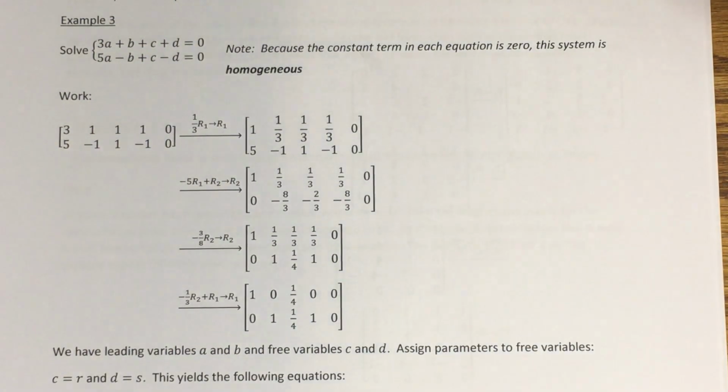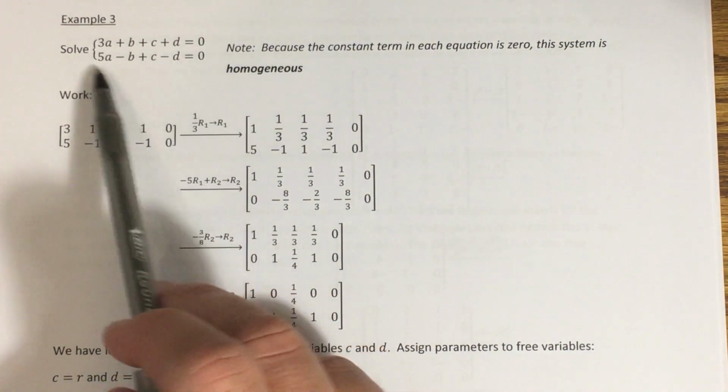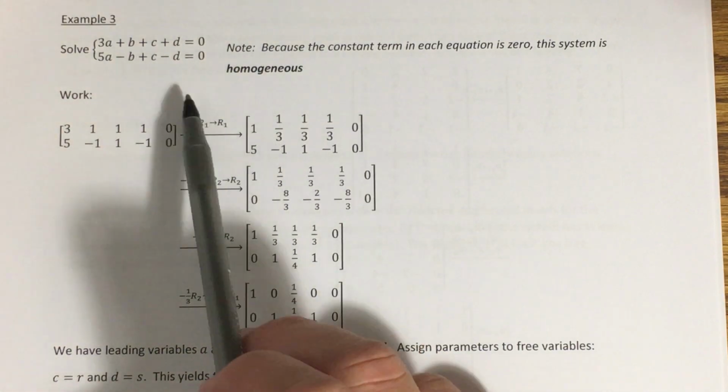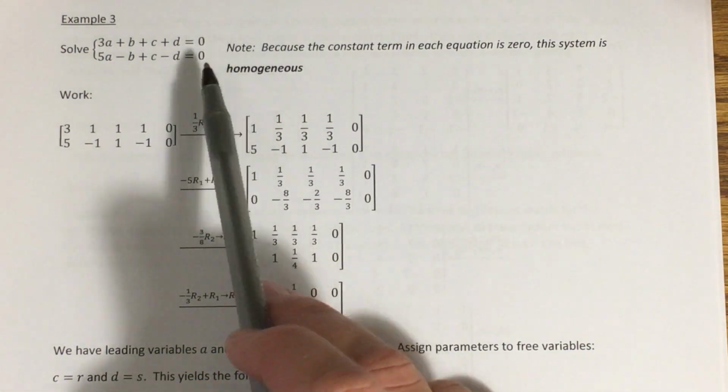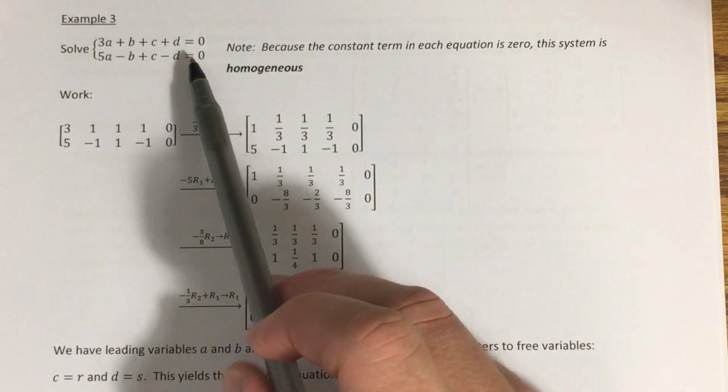Okay, so we're going to do another example of solving a system of equations using Gauss-Jordan elimination. In this case, we're going to be working with a system of two equations in four variables. Now, for this one, we're going to define an important term. We've talked about this terminology in the previous section, but I'm going to bring it up again here.